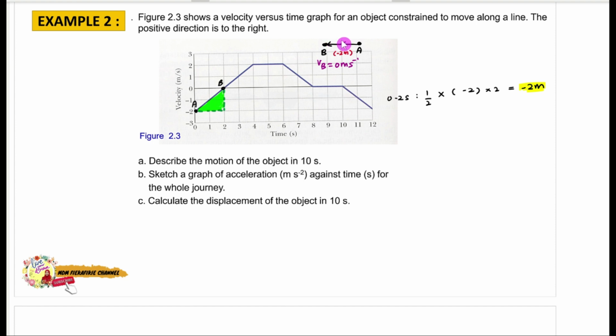Macam mana saya tahu dia akan patah balik ke point A? Okay, awak boleh tengok dekat sini. Okay, the velocity is increasing and the reading of the velocity is positive. Once nilai velocity itu positive, means that the object is moving in positive direction ataupun to the right. Okay, so start from here, 0, 1, 2. Okay, maknanya semakin meningkatlah dia punya velocity. And then the value is positive. So means that it's moving to the right.